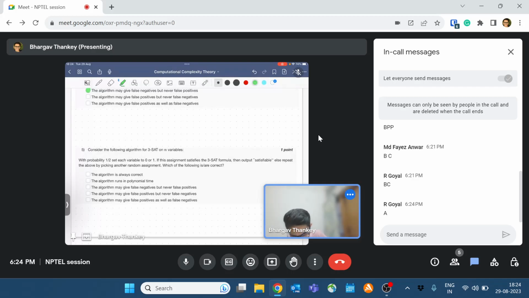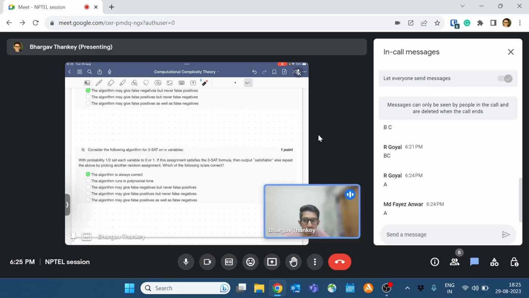Yeah, A is correct. And the reason that this algorithm would always give you a correct answer is, suppose the formula were satisfiable, then it would pick an assignment. If that assignment does not satisfy the formula, it would pick another assignment, right? And it would keep on doing this randomly till it figures out the right assignment. So if the formula is in the language, this would eventually find the right assignment. And if the formula is not in 3-SAT, then no matter how many times this would try, this would never find an assignment. So the algorithm would always be correct.